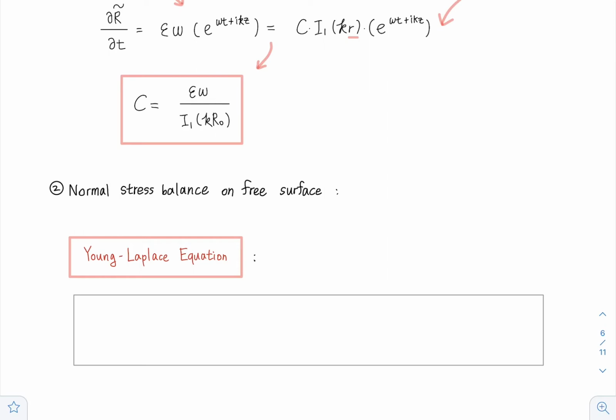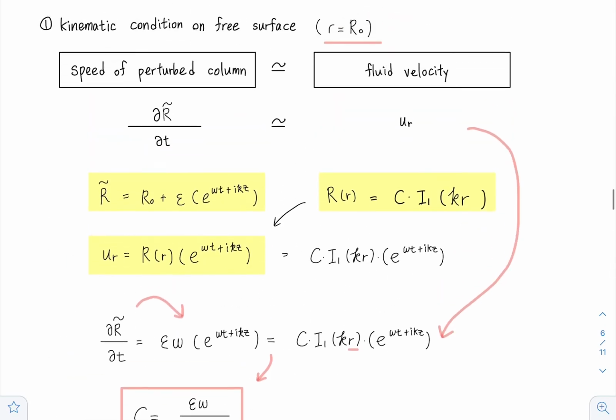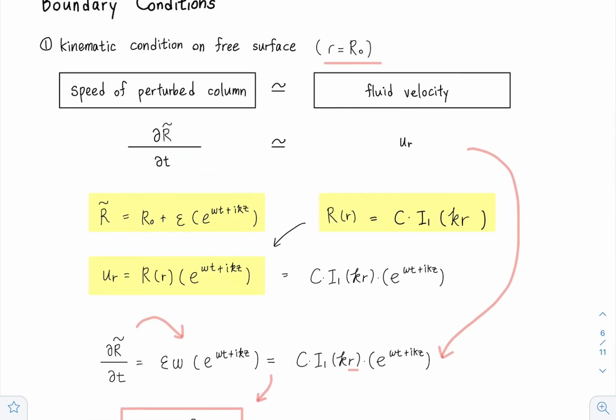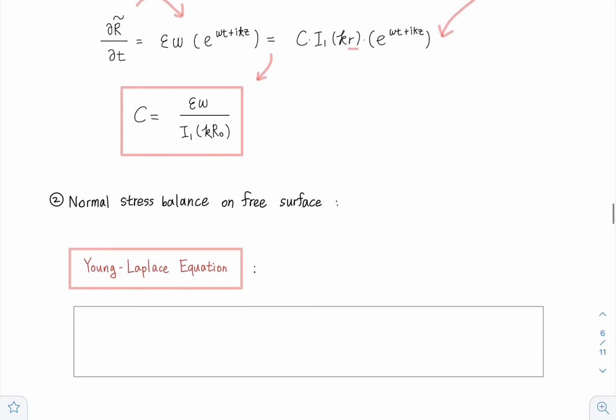This is our second boundary condition. What was our first boundary condition? Our first boundary condition was a kinematic condition. Second condition is the normal stress balance condition. And what is our normal stress balance condition? It is this, what we are quite familiar with.